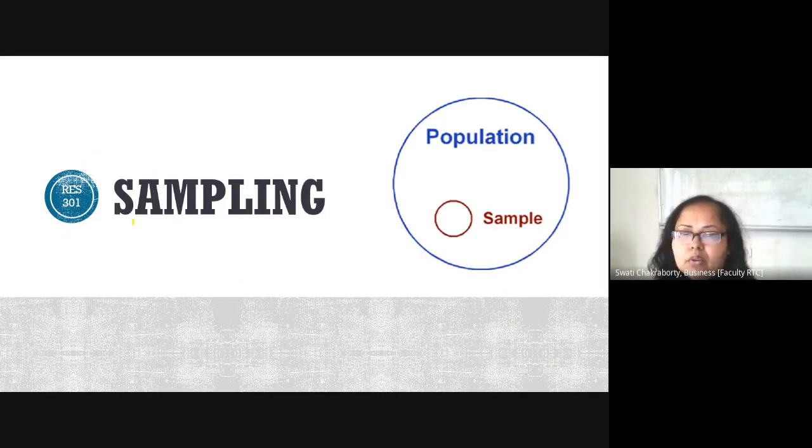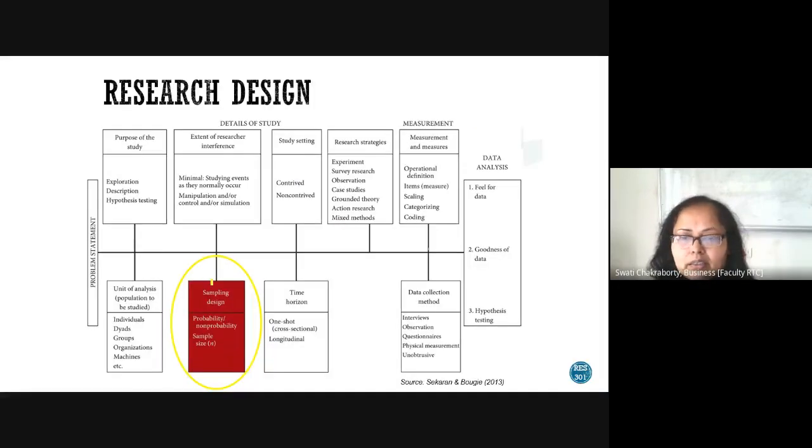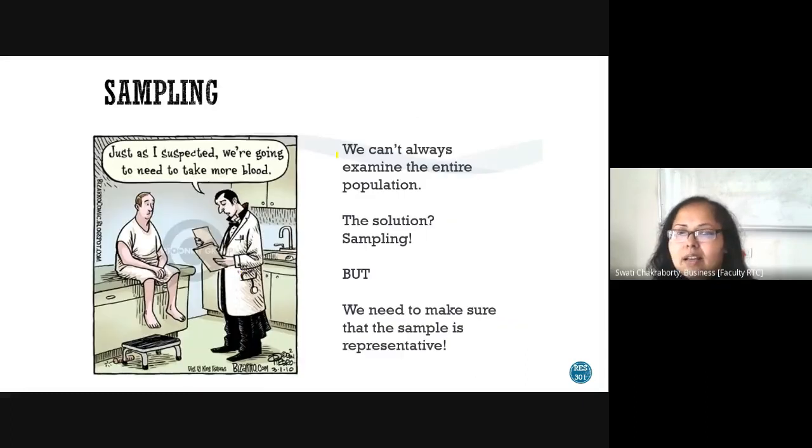Okay, so next comes sampling. We talk of population and sample. This is the next part, right? Sampling, see this picture? We can't always examine the entire population, right? So what is the solution? We go for sampling, but we need to make sure that the sample is representative.